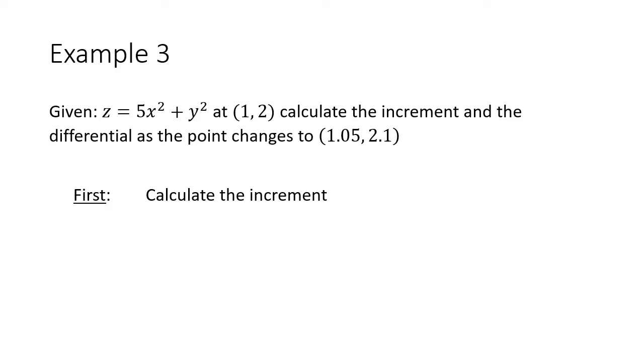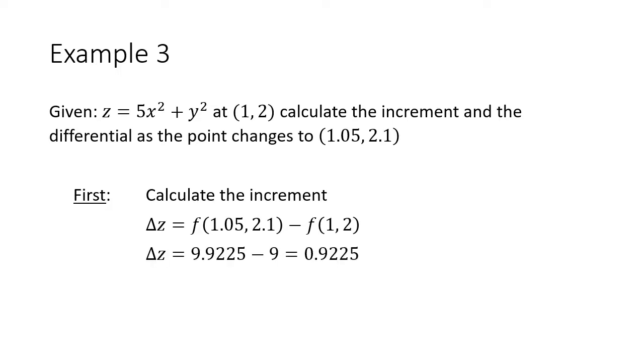And again, it's going to seem really silly if we are only doing this one time, which is all we're doing for this particular example, because it's going to be really easy. Just plug in the ordered pairs into the function, let your calculator evaluate them. It'll happen in about half a second. And so my function evaluated at (1.05, 2.1) is 9.9225. And if I evaluate it at the ordered pair (1, 2), I'm going to get the value 9, which means the increment is the difference. The increment is 0.9225.